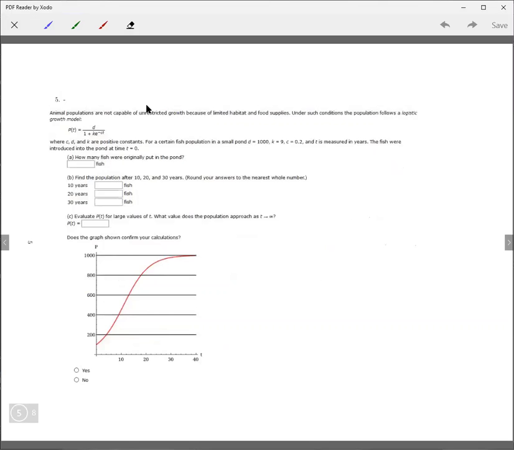That's second number 5. Animal populations are not capable of unrestricted growth because of limited habitat and food supplies. Under such conditions, the population follows a logistic growth model. Here it is right here, where C, D, and K are positive constants. For a certain fish population in a small pond, D is 1,000, K is 9, C is 0.2, and T is measured in years.